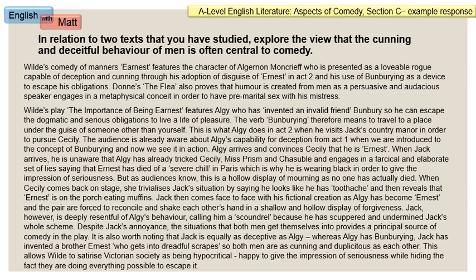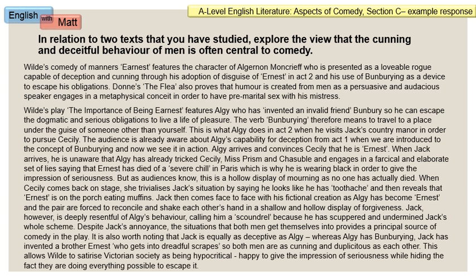When Jack arrives, he is unaware that Algy has already tricked Cecily, Miss Prism and Chasuble, and engages in a farcical and elaborate set of lies, saying that Earnest has died of a severe chill in Paris, which is why he is wearing black in order to give the impression of seriousness. But as audiences know, this is a hollow display of mourning, as no one has actually died.